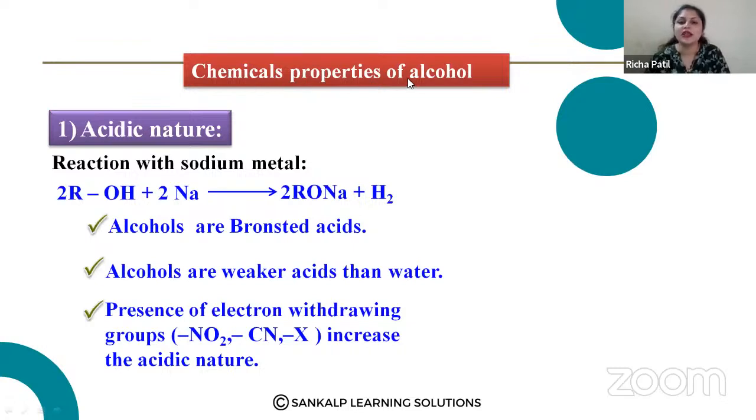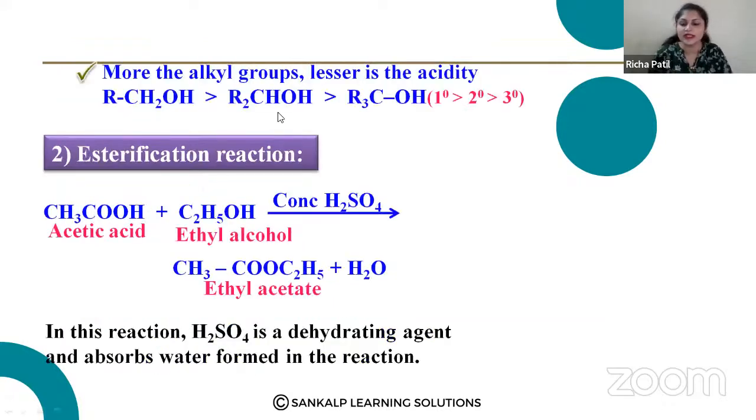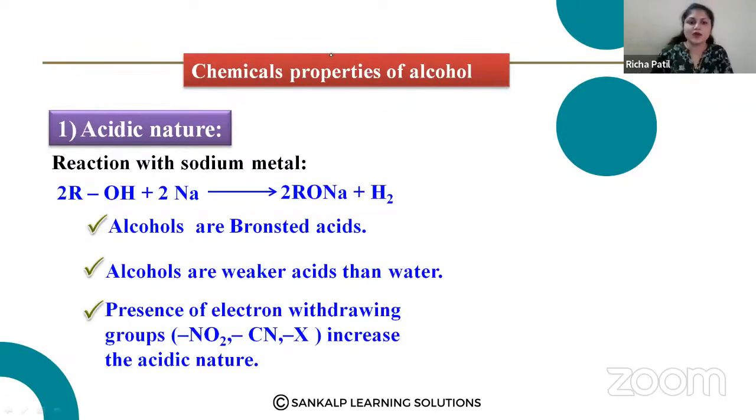So next we'll see the chemical properties of alcohols. What is the acidic nature? Alcohols have acidic nature. Why? Because they react with sodium metal. When alcohol reacts with sodium metal, what does it form? It forms sodium alkoxide, RONa, plus H2.